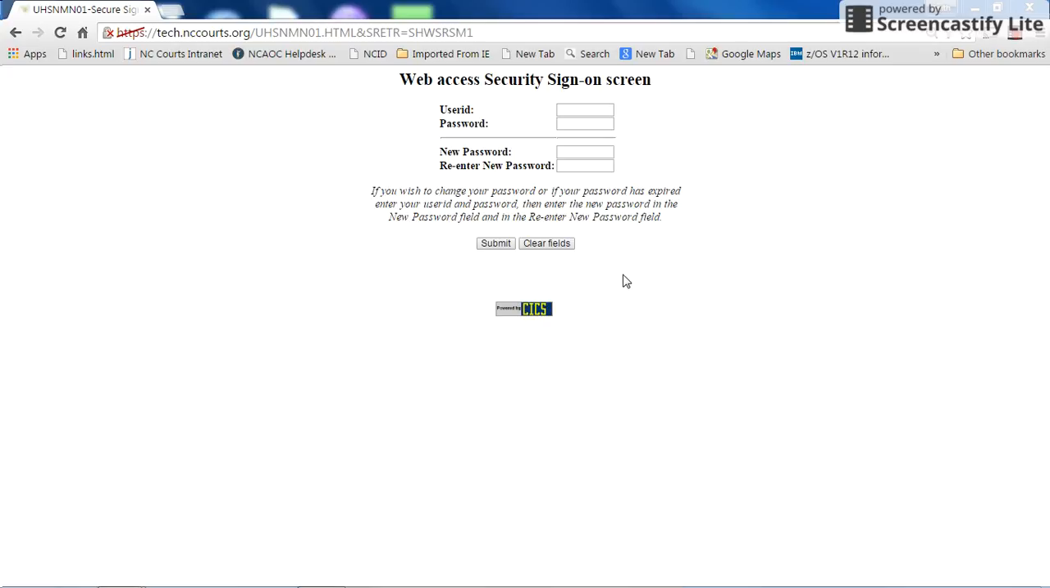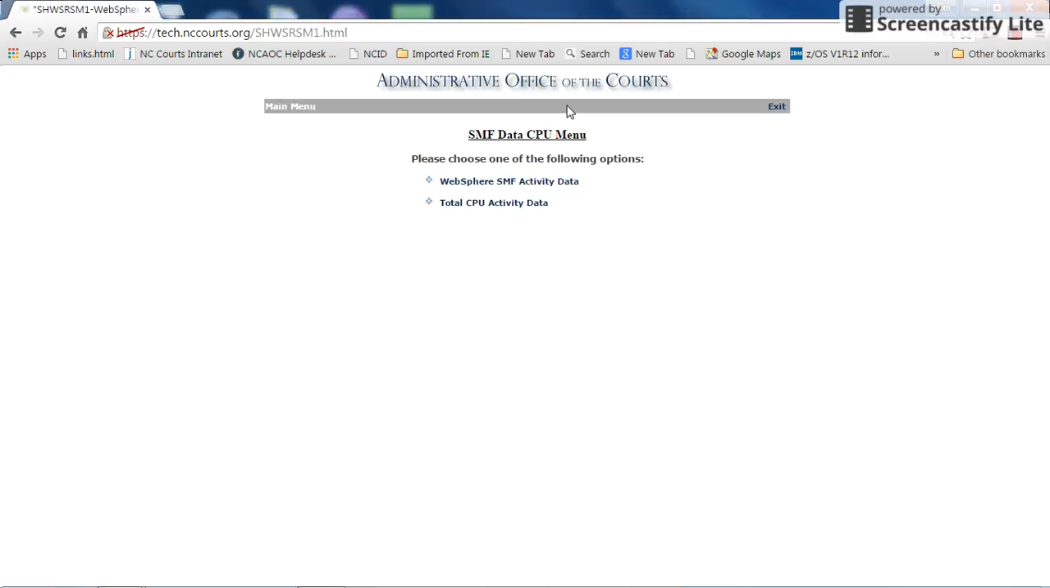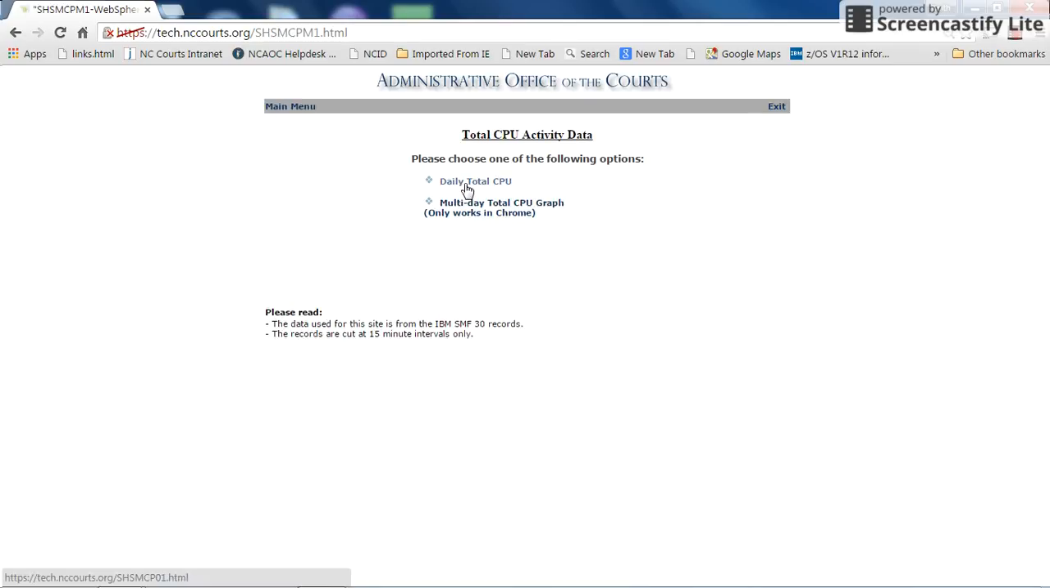So I'm going to go ahead and sign on here, and I'm going to pause the video while I do that. Okay, we're back in. There's two options here. One is total CPU, one is WebSphere SMF. I'm going to do another video on the WebSphere SMF. I have a 10-minute limit using this Screencastify product. I'll do the total CPU.